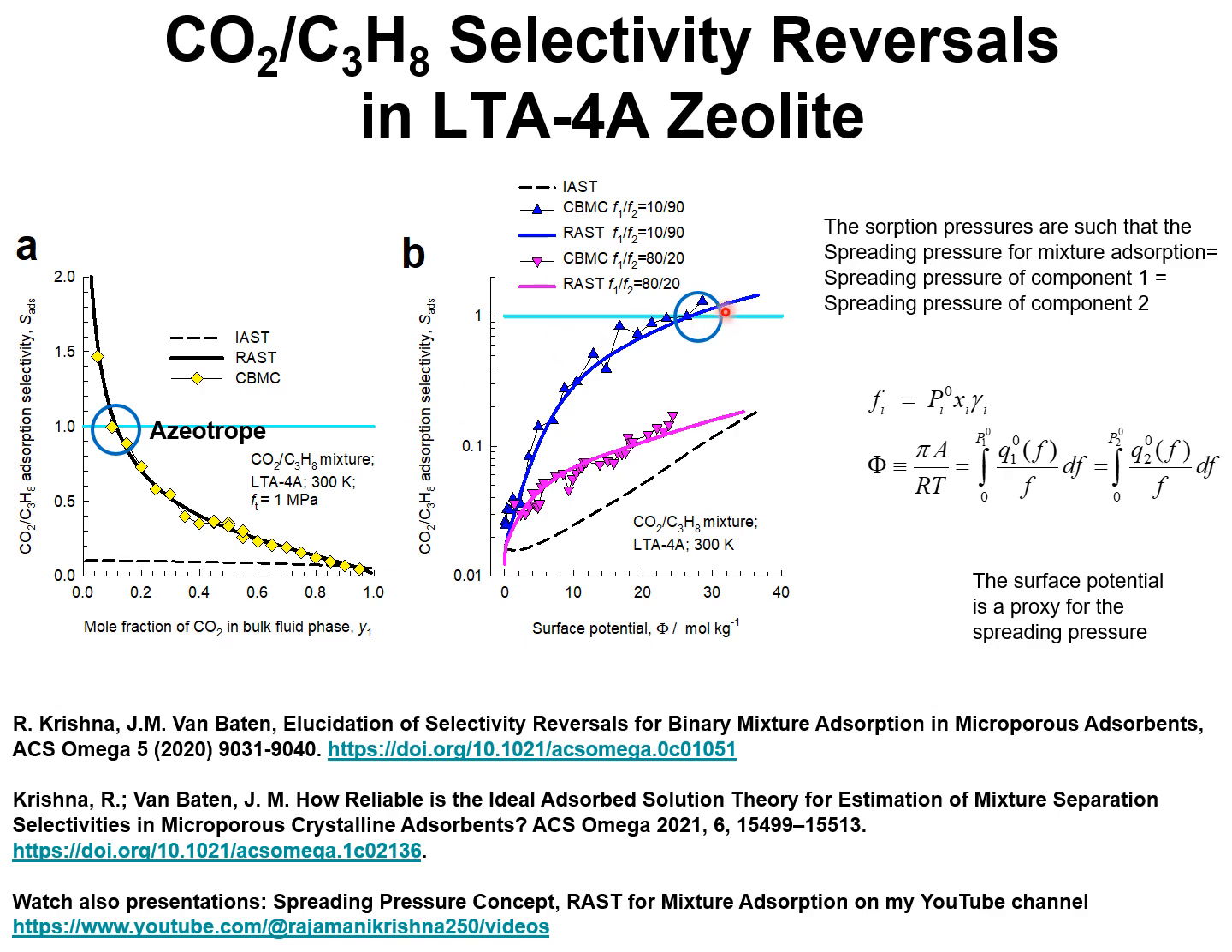And to quantify the deviations from the IAST, we have to introduce activity coefficients in the expression that relates the partial fugacities to the sorption pressures P sub i superscript 0, and x_i is the mole fraction of component i in the adsorbed phase mixture. The activity coefficients need to be quantified and modeled in order to be able to quantify the variation of the adsorption selectivity with either mixture composition and or the surface potential phi.